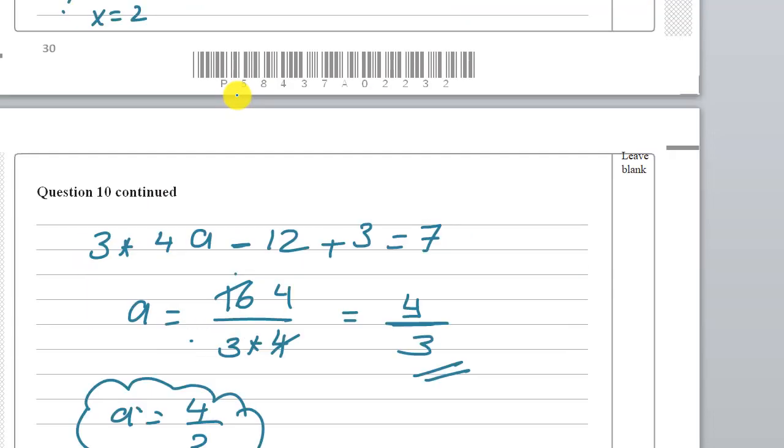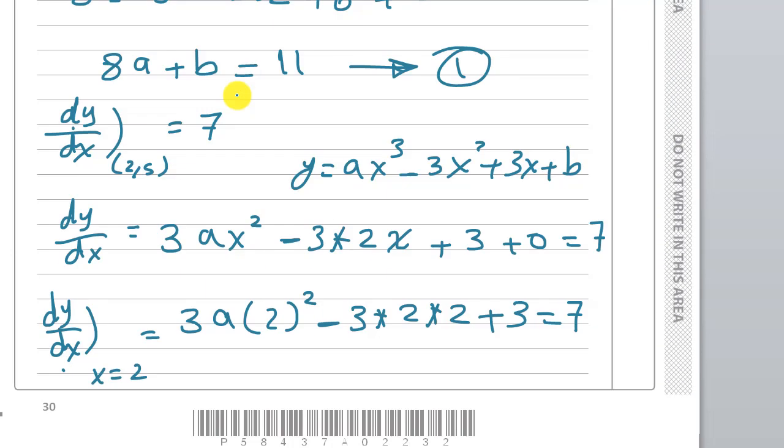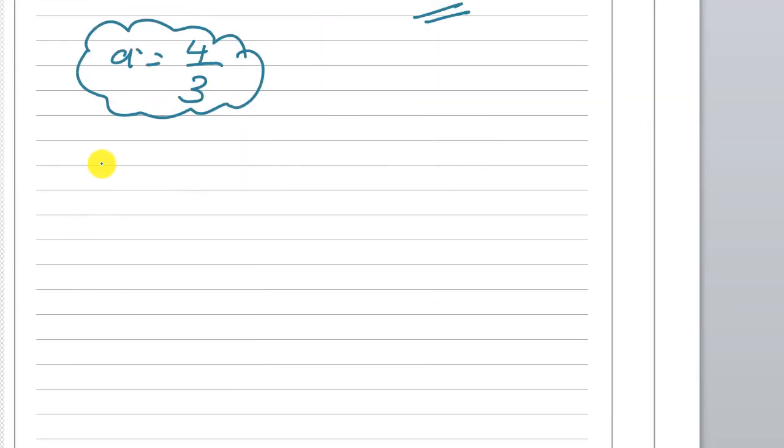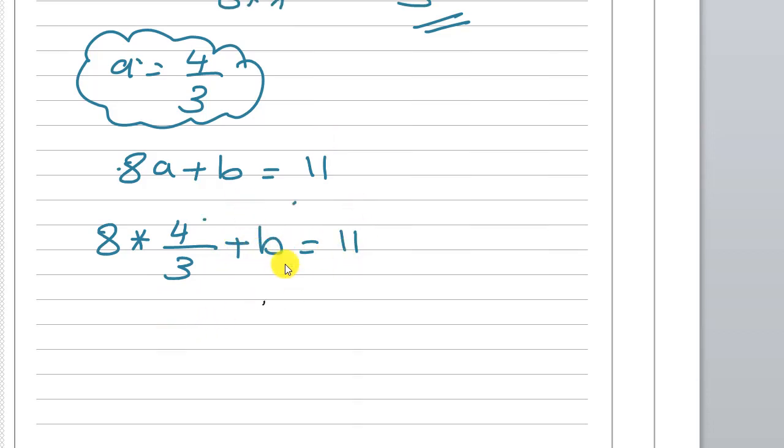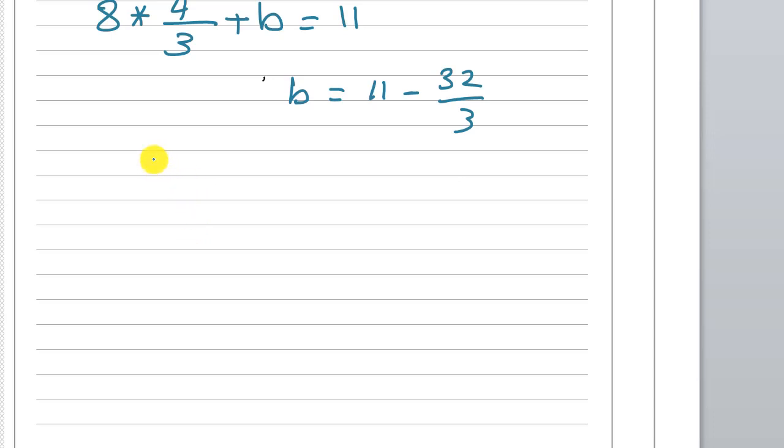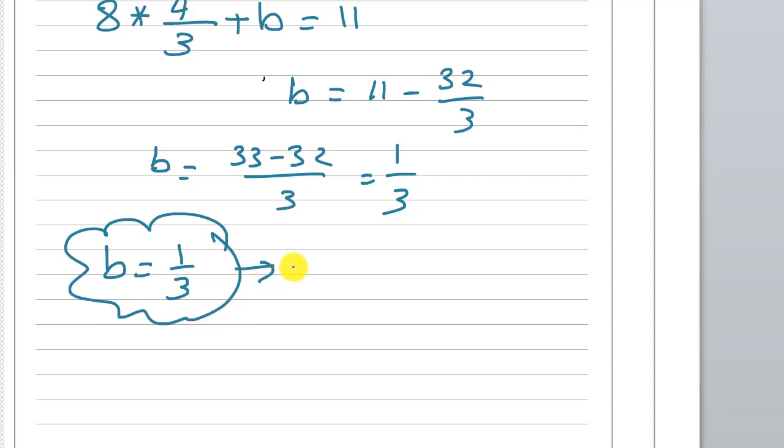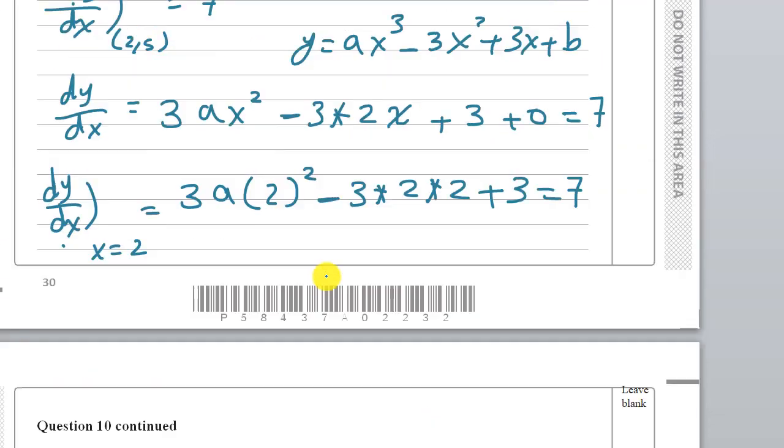Now from the first equation, which is 8a plus b equal to 11. So 8 multiplied by 4 divided by 3 plus b equal to 11. So b is equal to 11 minus 32 divided by 3. So b equal to 33 minus 32 divided by 3. So 1 over 3. So b is equal to 1 over 3. And this is the value of b. Let us go ahead to another question.